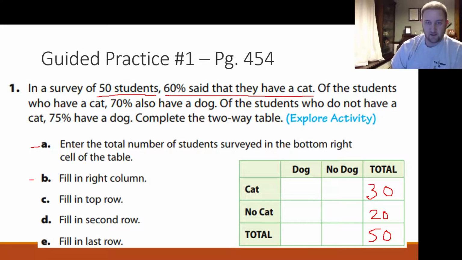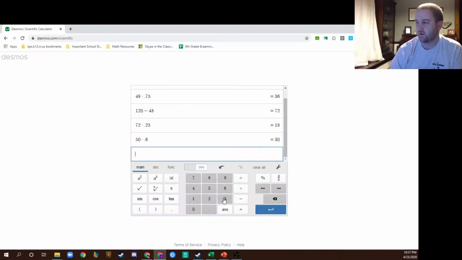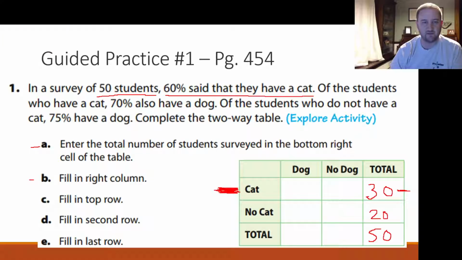Now, it says of the students who have a cat, so we're looking at the students that have a cat. We're just looking at this row right here. It says of the students who have a cat, 70% have a dog. So we want 70% of 30. So we're going to do 30 times 0.75, and that's 22.5.